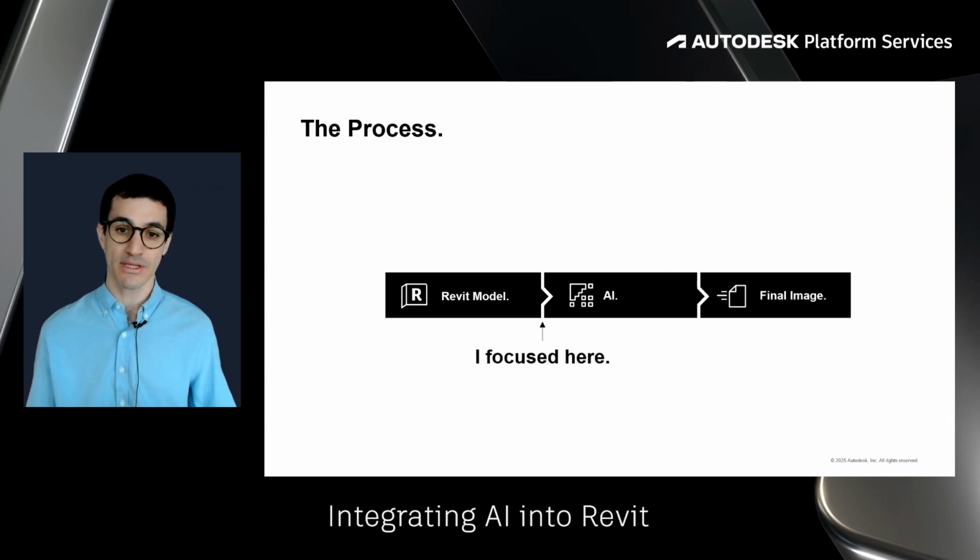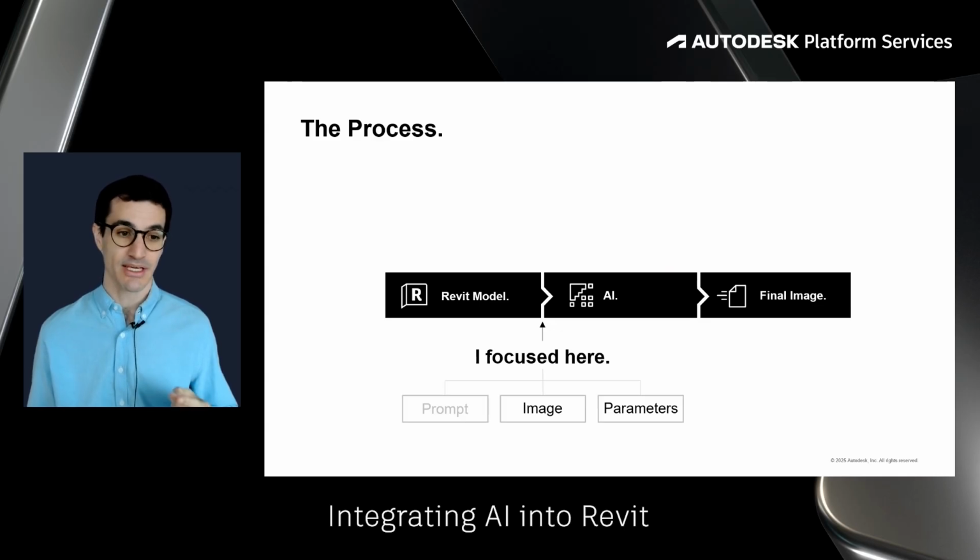I asked myself, what does the AI actually need from Revit? It was easier to think that way because I already had some experience programming in Revit, so it was easier to adjust Revit to what the AI needs. That can be broken down into three things. The first is the prompt. The second is the image. And the third is the parameters.